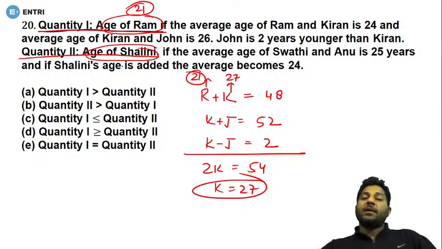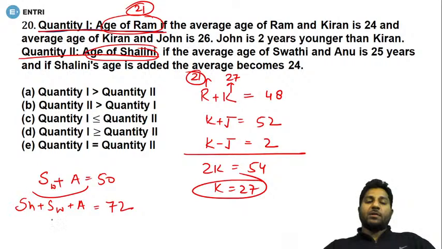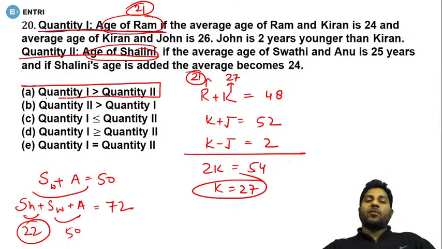Now we need to find Shalini's age. If the average age of Swati and Anu is 25, that means 50. And if Shalini's age is added, the average age becomes 24, that means 72. So their total was 50, that means Shalini's age was 22. Clearly, quantity 1 is greater than quantity 2. It was a piece of cake question.